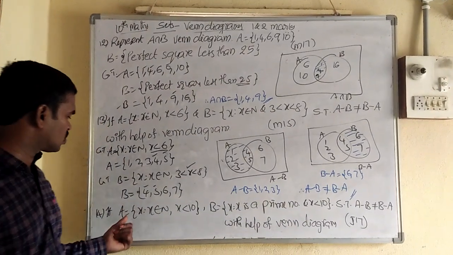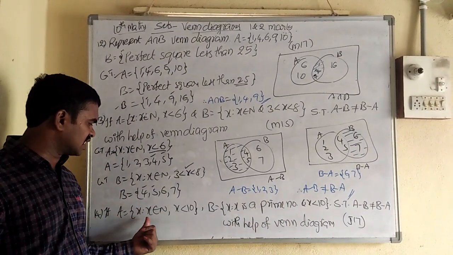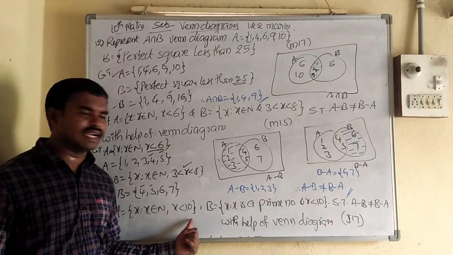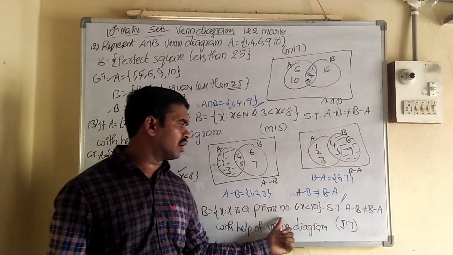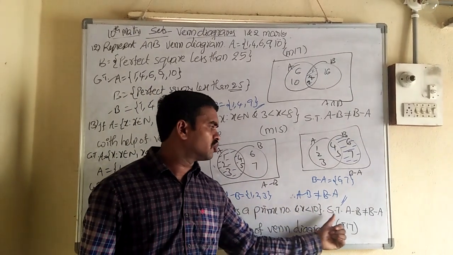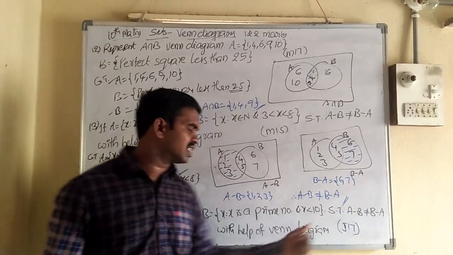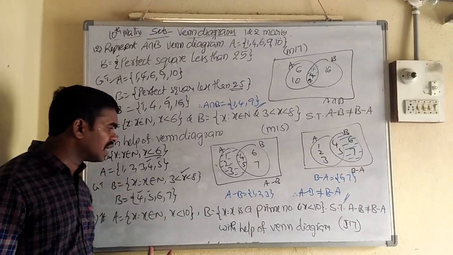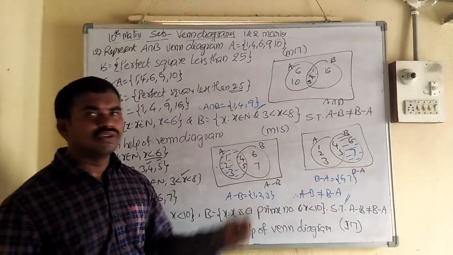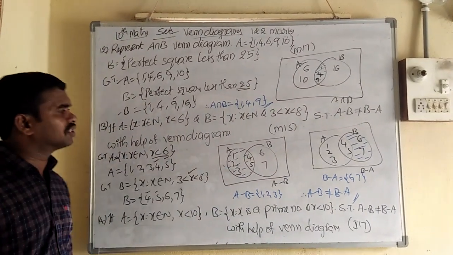Similarly, solve this question also. If A equals the set of x such that x belongs to N, x less than 10, and B equals the set of x such that x is a prime number and x less than 10, show that A minus B is not equal to B minus A with the help of a Venn diagram. Now write down A, write down B, and do it similarly to the 13th question.